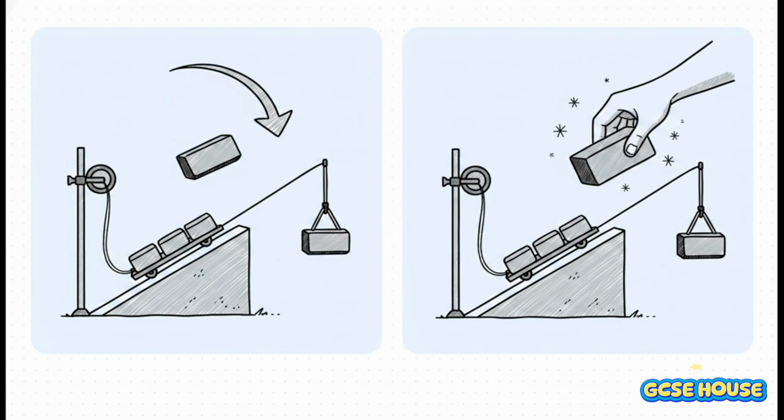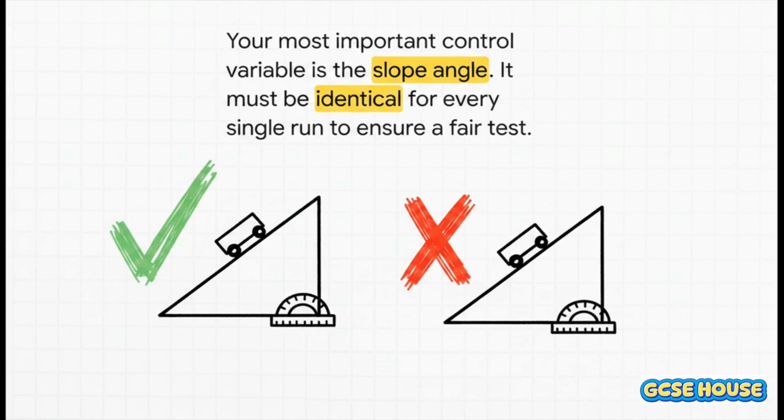Now here's the clever bit. If you want to change the force but keep the total mass of the system the same, you move weights from the trolley to the hanger. But if you want to change the mass, you add new weights onto the trolley and keep the force on the hanger exactly the same. And for this one, your number 1 most important control variable is the slope. That ramp angle has to be absolutely identical for every single run, or all your results will be useless.